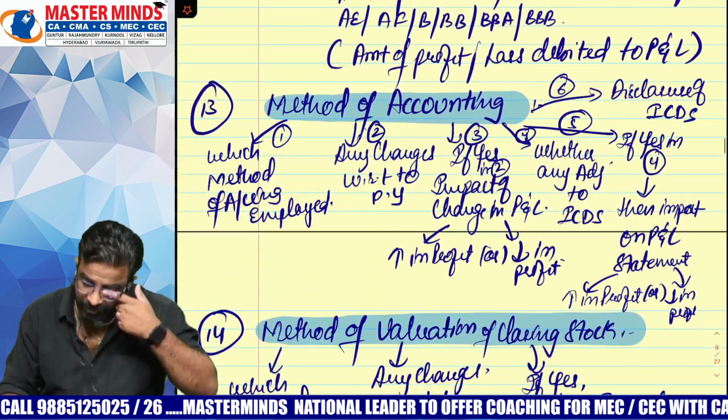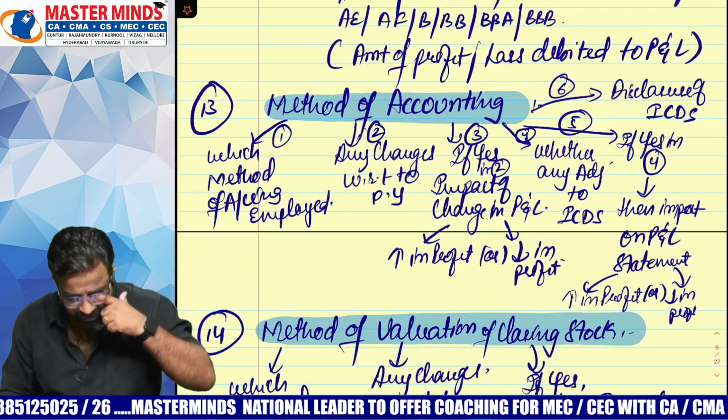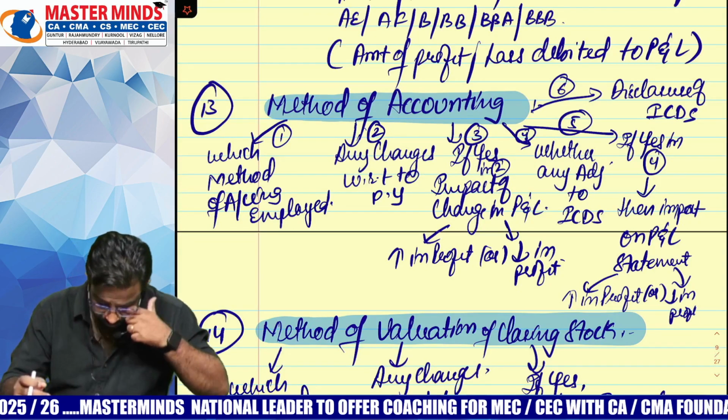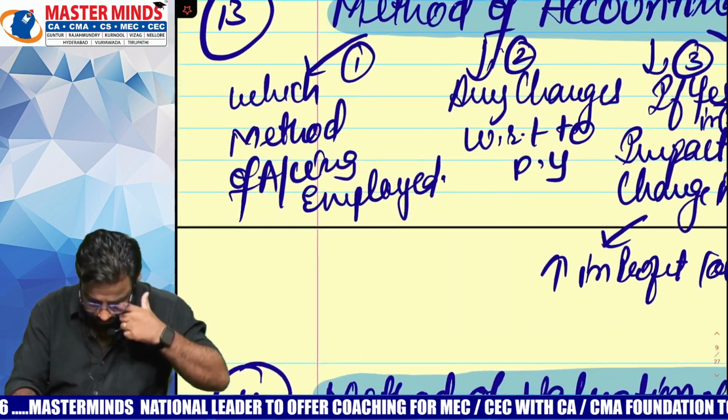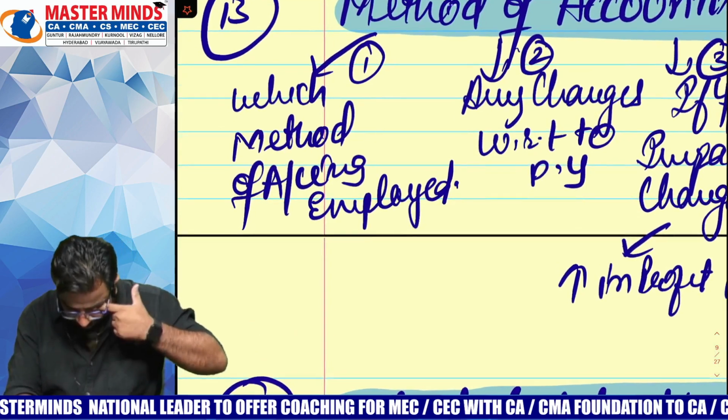13 क्या है? Method of accounting. What you are asking in this case? In the methods of accounting, what you are asking? Which method of accounting is employed? Are you getting the point?